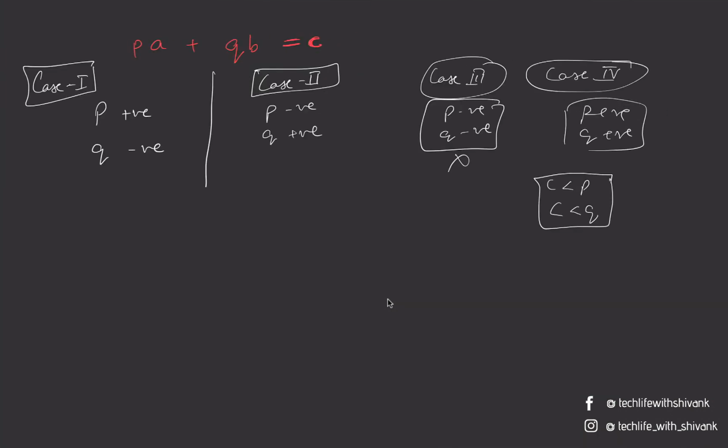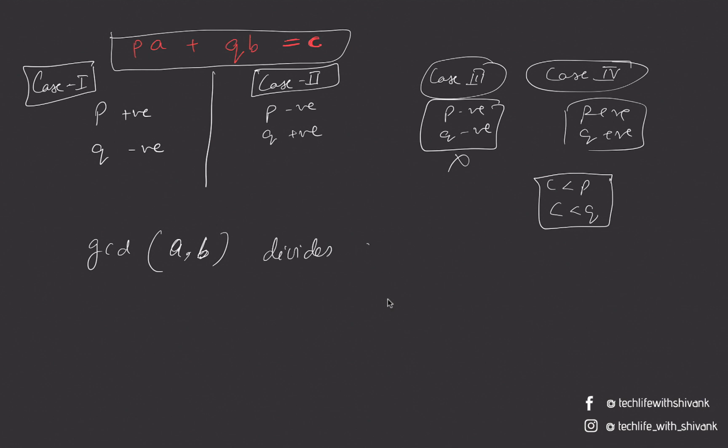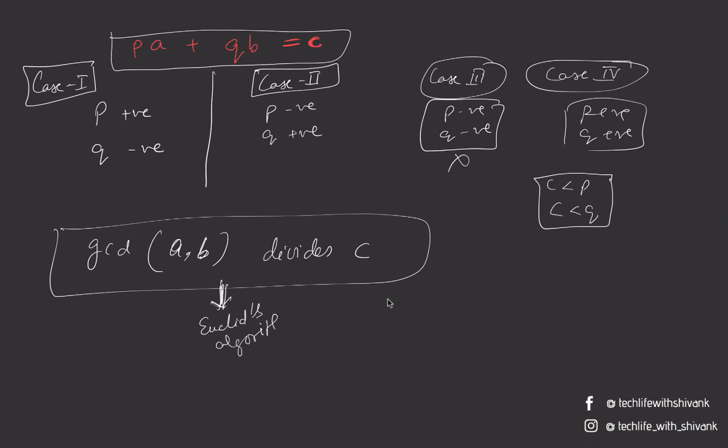And another thing to note here is that we can only solve this problem if the GCD of A and B, that is the highest common factor which divides both A as well as B, also divides C. If this does not divide C, we can't obtain C, and this comes from Euclid's algorithm, and I am skipping the proof here. So in such cases we have to return -1.